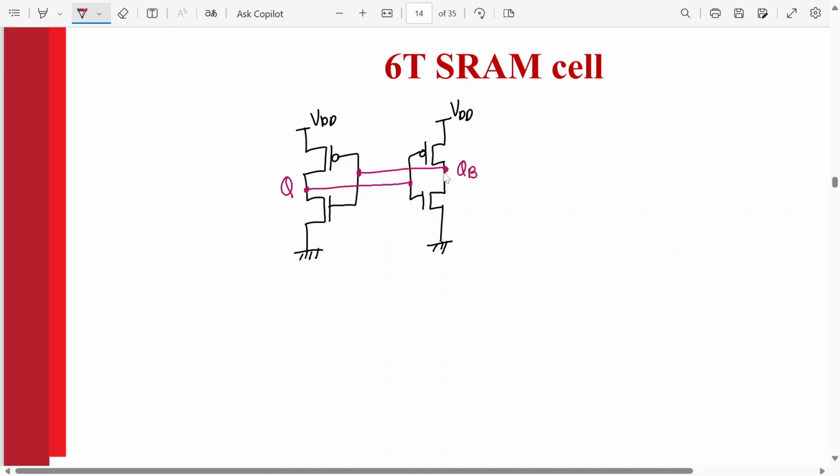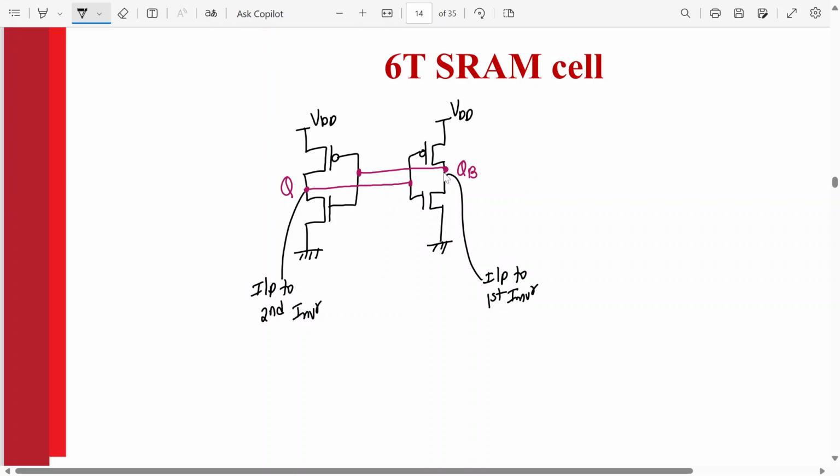But this is nothing but the input to the second inverter. Yes or no? And this is nothing but the input to the first inverter.